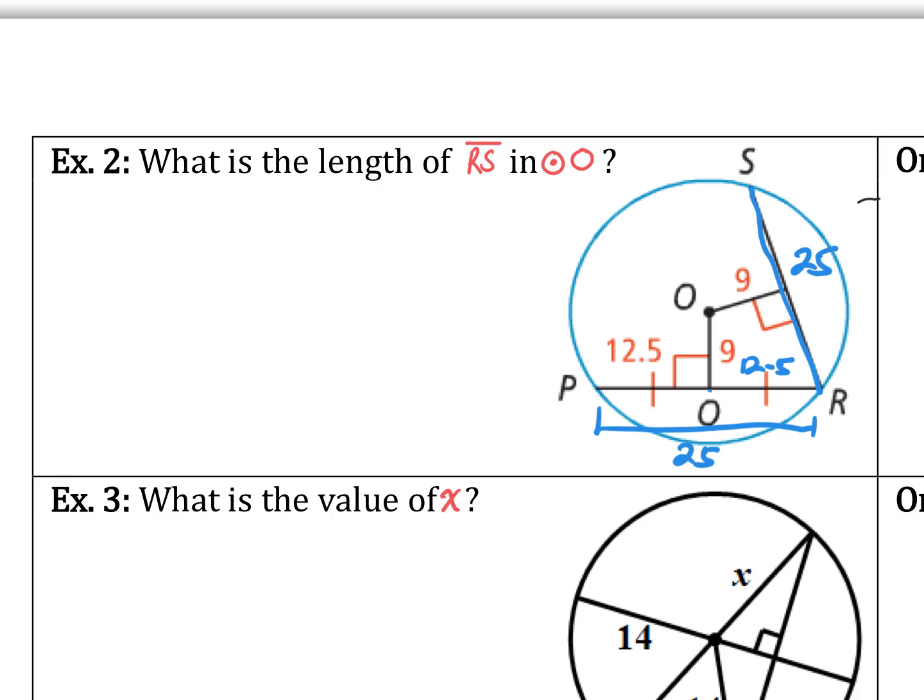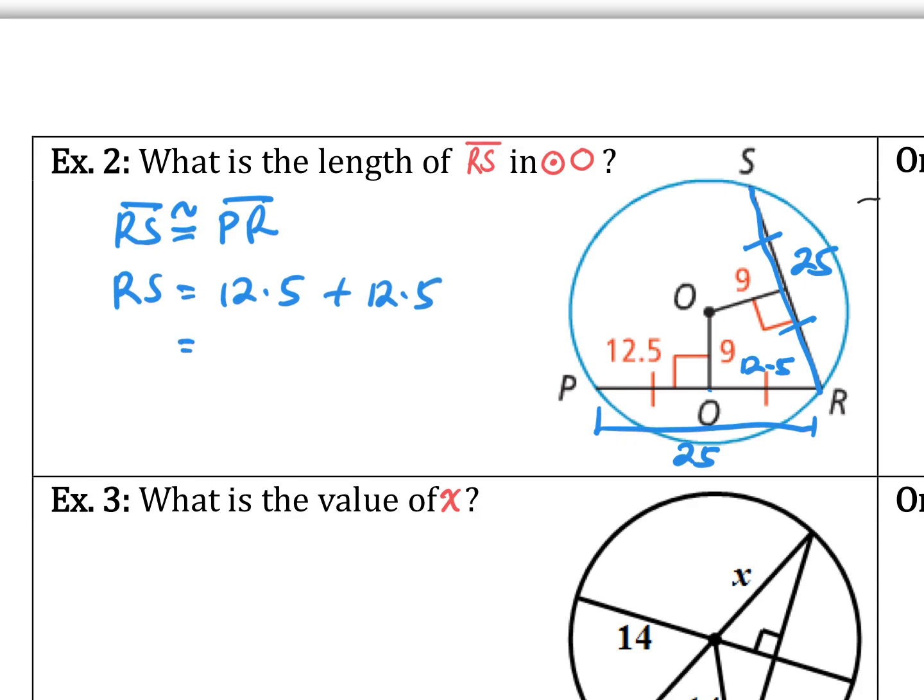Okay, so let's prove that. We can say therefore that line segment RS is congruent to line segment PR. If that is the case, then RS is going to be equal to 12.5 and then another 12.5 here because we have to cut this part. So that's going to be 12.5. Therefore, it's going to give you a total of 25.